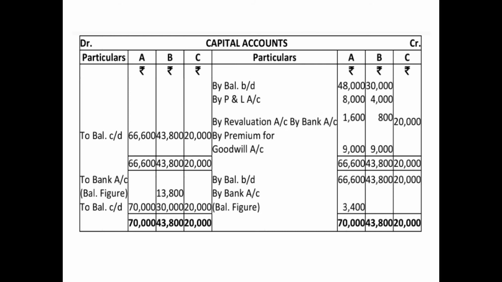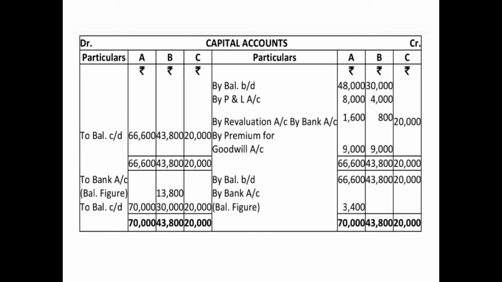Then whatever increases their capital balance will be shown on the credit side. So we are showing by PL account, that is we are distributing the undistributed profit 12,000 in the old ratio. A is getting 8,000 and B is getting 4,000. Then we are giving them the revaluation profit. A is getting 1,600 on the credit side by revaluation account and B is getting 800.